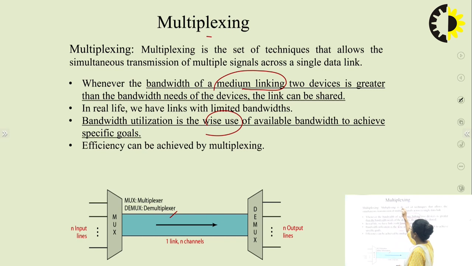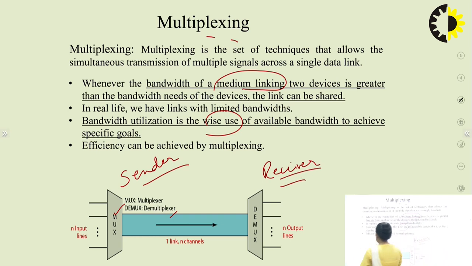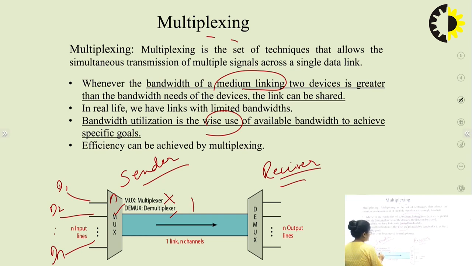As I said, we have these two units: at the sender's end we have the multiplexer, and at the receiver's end we have the demultiplexer. At the sender's end, we have n data streams coming from n different devices, let us say device 1, device 2, device n, and they are multiplexed onto one channel. And at the receiver's end, it will be one stream coming from the medium, sent to the end devices.